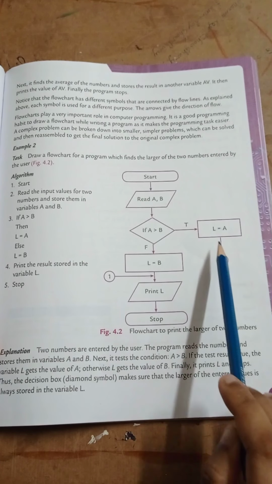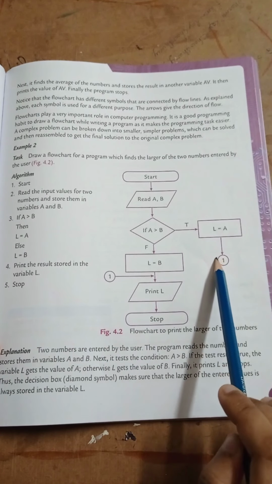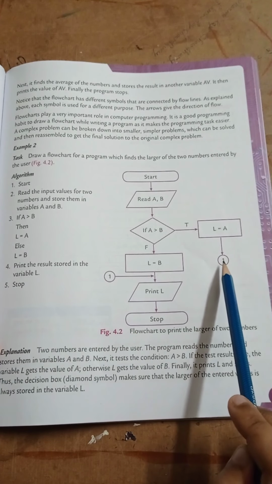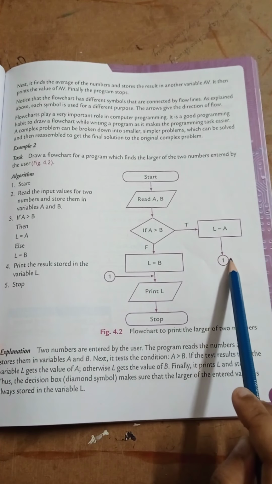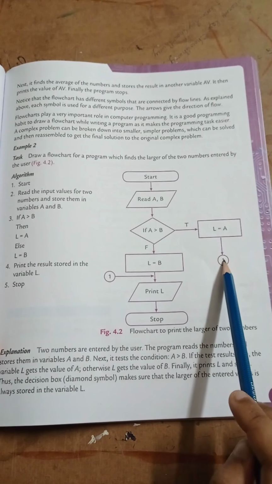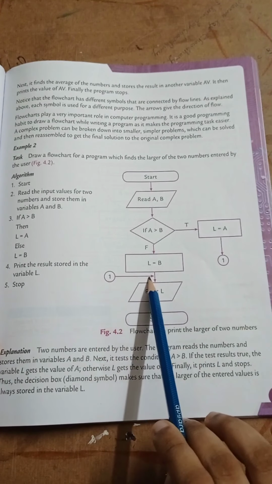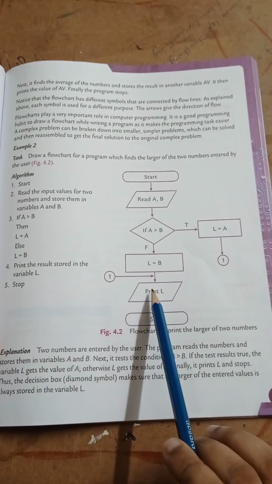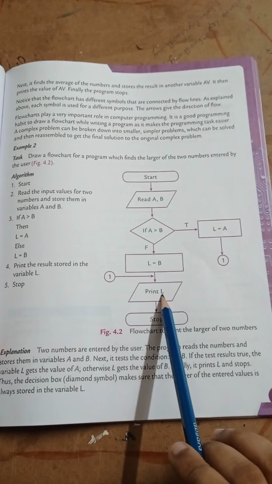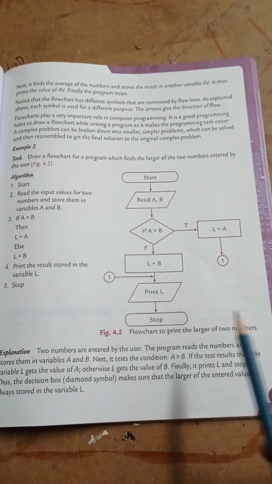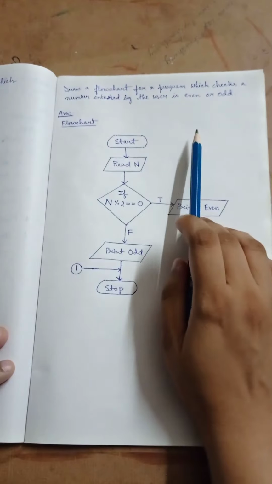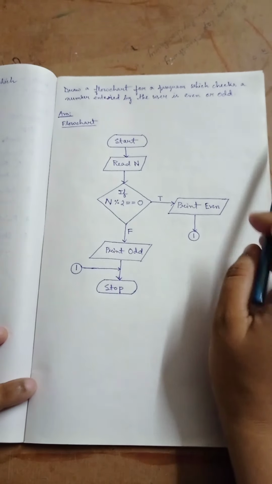And after that you have to write this connector. This is the on-page connector, and here the connector number is 1, and it is also 1 because both are connected with the same statement, which is print L. Next, stop. This is another example of a flowchart for a decision making statement.